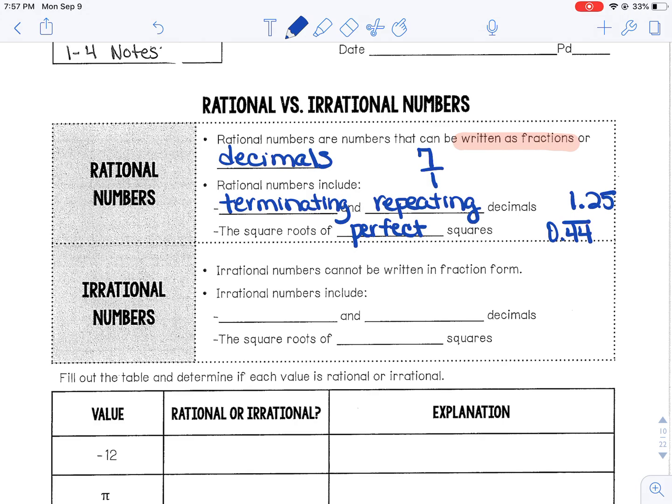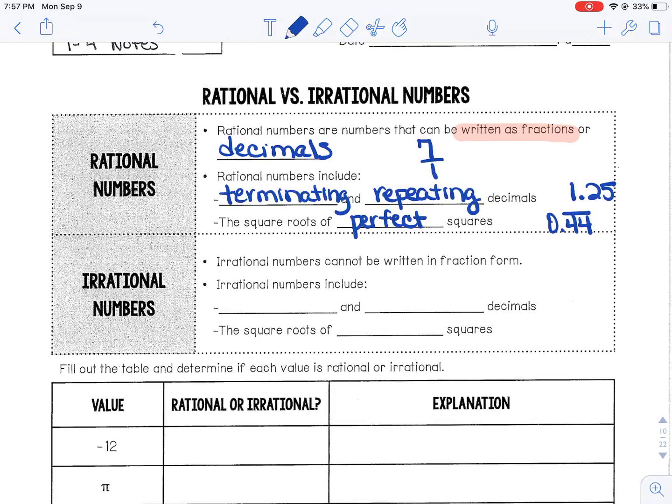Perfect squares, and we learned about those the other day. Perfect squares would be something like the square root of 64, where a number times itself gives you that answer. So in the case of the square root of 64, that equals 8, and that is a rational number.